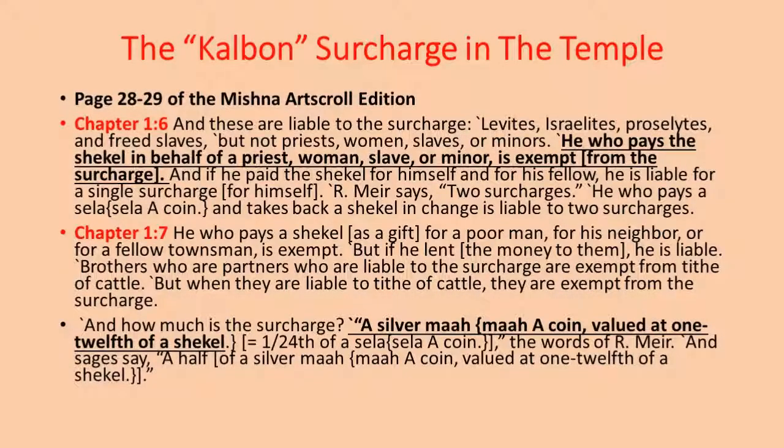And if he paid the shekel for himself and for his fellow, this is interesting. Now, this is a difference. They wrote a different thing in the law here. He is liable for a single surcharge for himself. In other words, if I'm going to pay for Monty, son of Mac, and Robert, son of Kenneth is going to come in there, I'll pay for you. I have to pay the kalbon, the surcharge, for mine, but because I'm paying for somebody else who can't afford it, they alleviated that. That was good, okay?